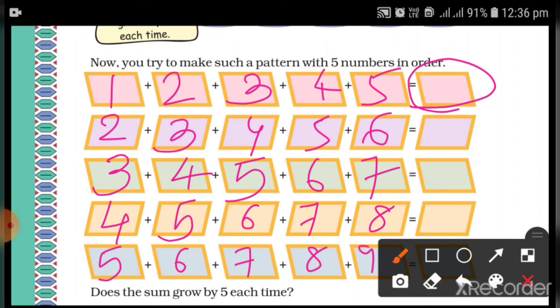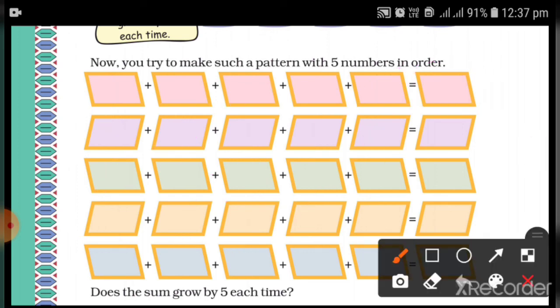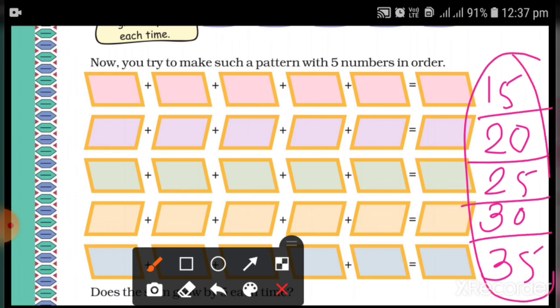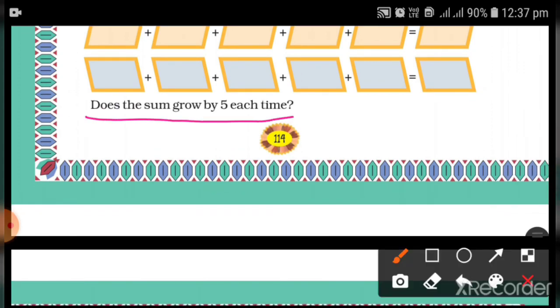1 plus 2 is 3, 3 plus 3, 6, 6 plus 4, 10, 10 plus 5, 15. Here you can see the magic carefully, but I will not show you. Answer will be 15, 20, 25 and 30, 35. See the difference? It is the table of 5. A question here, does the sum grow by 5 each time? Yes.